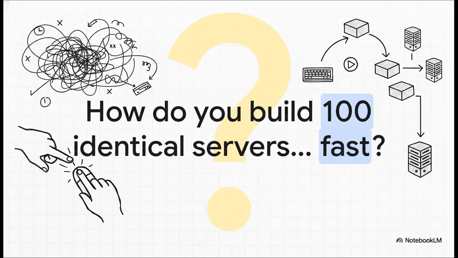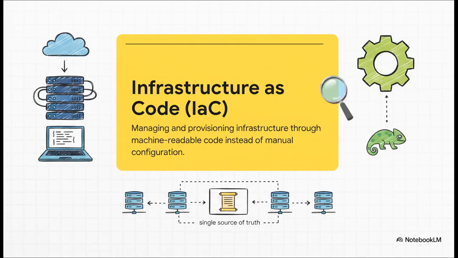The answer is definitely not learn to click faster. The real answer is a concept called infrastructure as code, or IaC for short. The whole idea is ridiculously powerful. You define every single piece of your server, the AMI, the instance type, all of it, in a text file. That code becomes your blueprint, the absolute source of truth for your infrastructure.